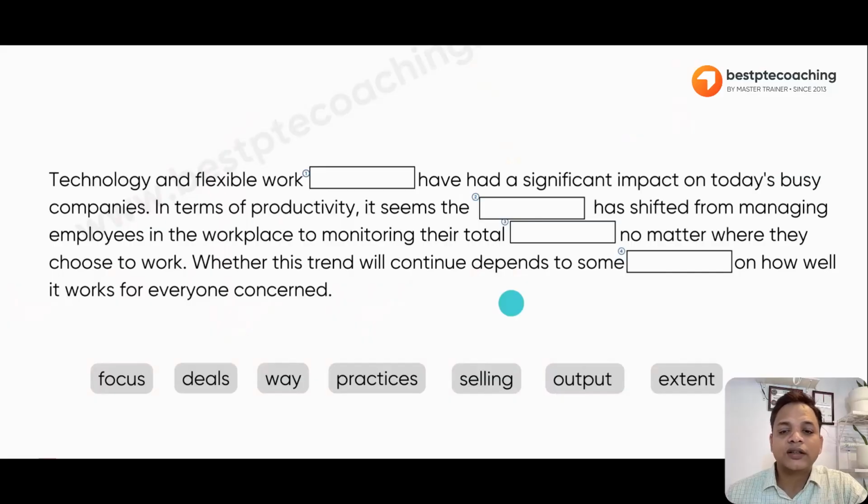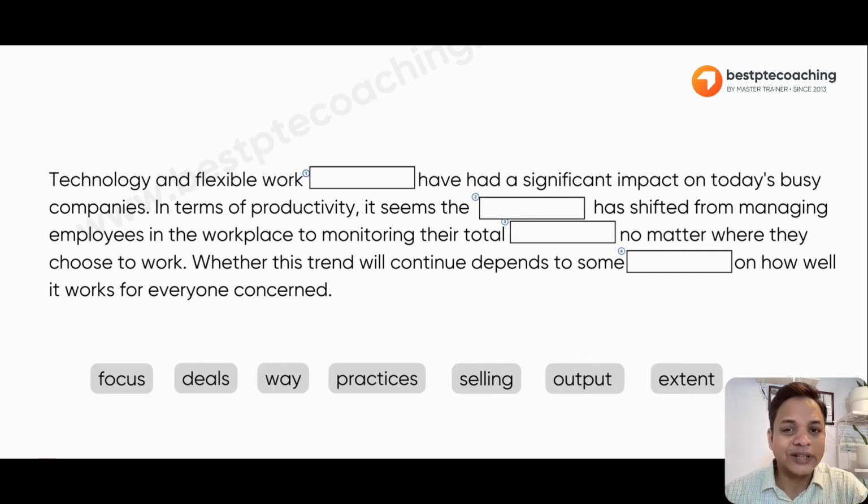B30, on the other hand, is answering a blank in 30 seconds time. Now let me demonstrate B30. So you are answering the first blank. You will always go in the same sequence: first, second, third, fourth. To answer the first blank, you have to read that blank's sentence. Technology and flexible work blank have had a significant impact on today's companies.